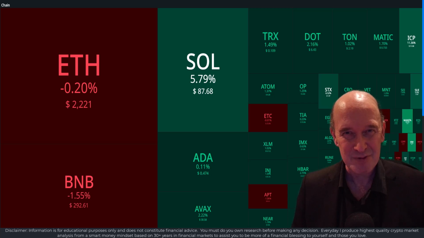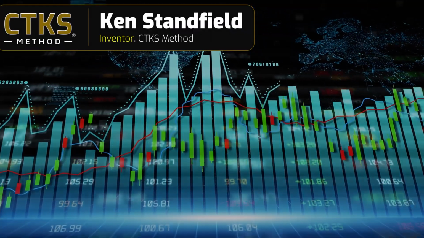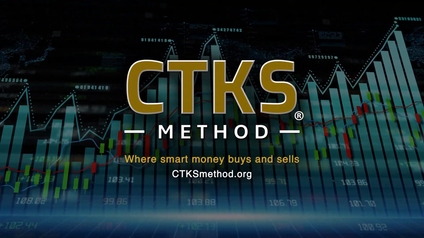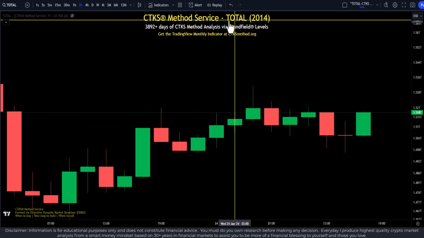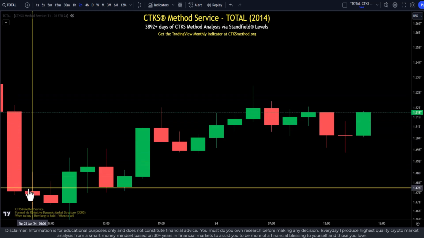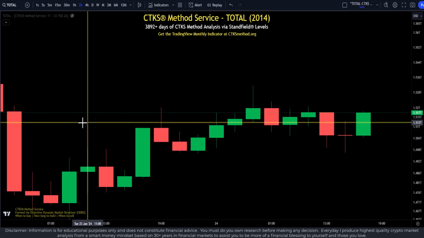Let's run the numbers. When looking at the crypto market, it's important to start with total crypto market cap. This is literally the market capitalization of all of the cryptos in the crypto space. What is it showing us right now?